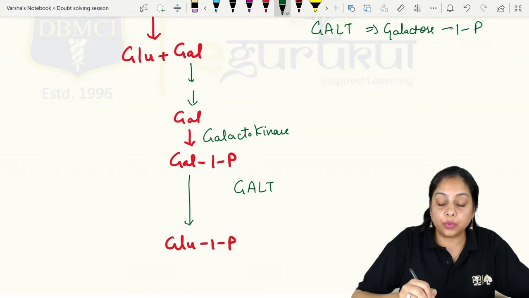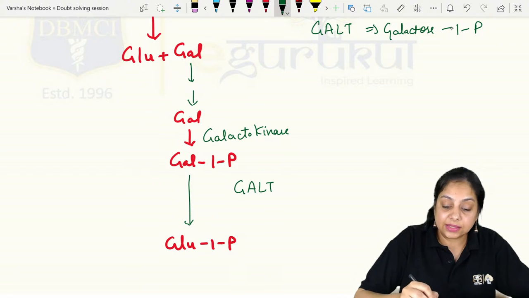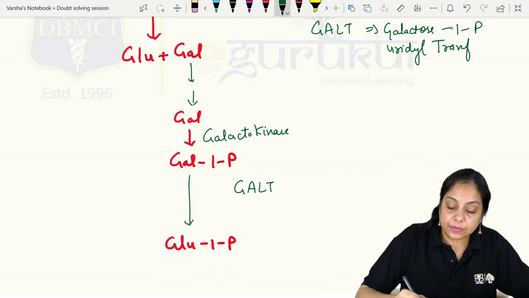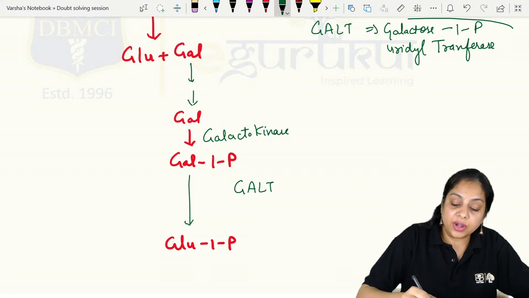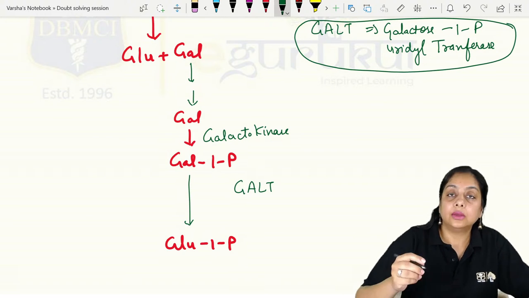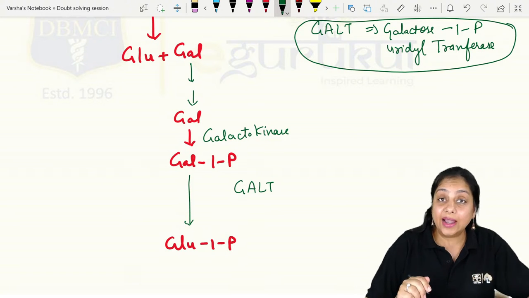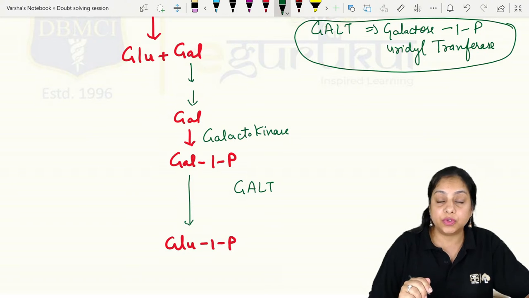And after that, what is the name? Galactose-1-phosphate, what else? Uridyl transferase. It is a very important enzyme from the examination point of view also. They have asked it in previous question papers in INICET. So GALT is the enzyme that helps in conversion of galactose-1-phosphate to glucose-1-phosphate.